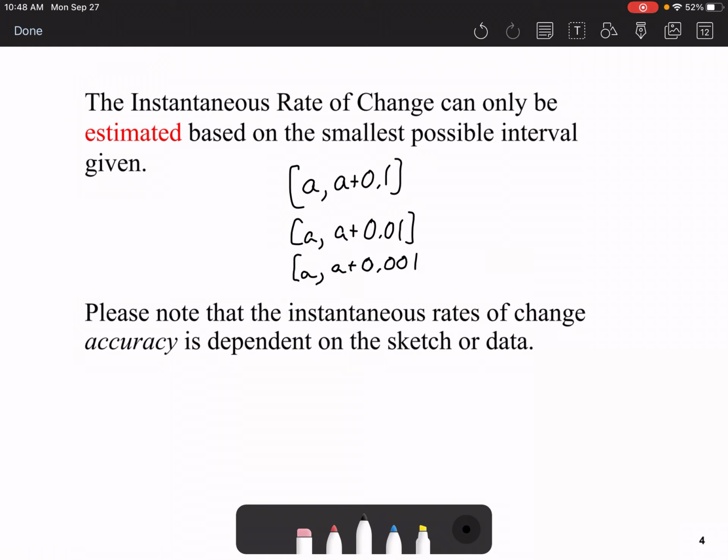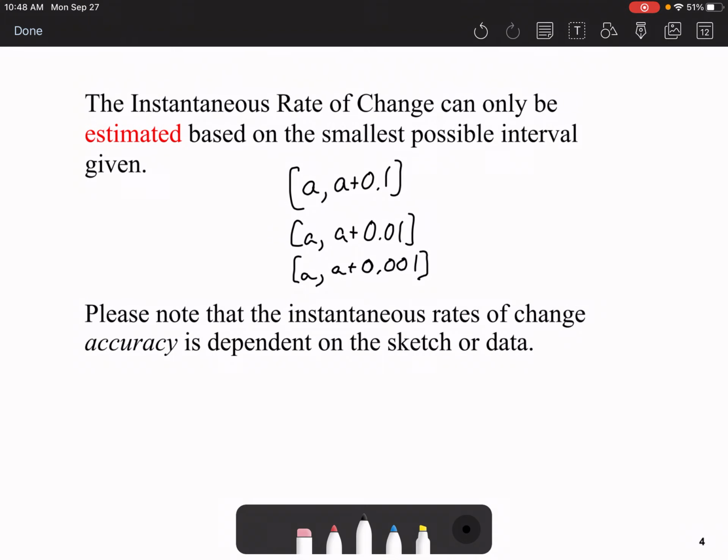And you don't necessarily have to start at a and move to another one. You can always start at before a value. So you can also choose intervals like a minus 0.001 going to a, or centered on a. So you can also choose something like a minus 0.001 all the way to a plus 0.001.